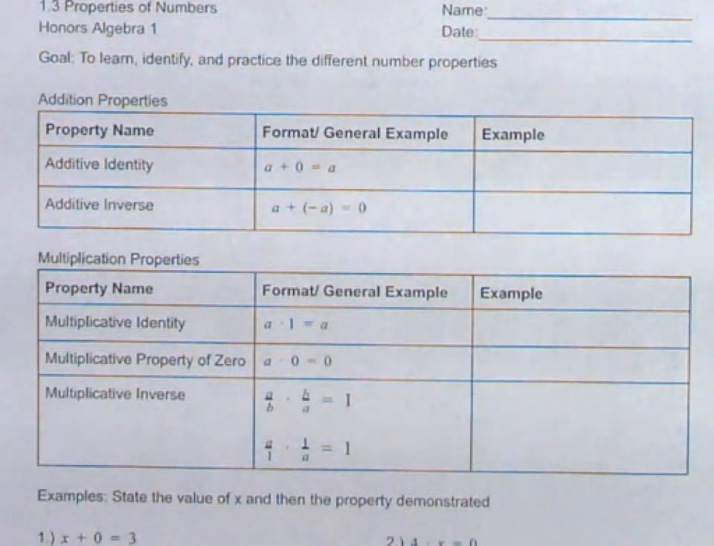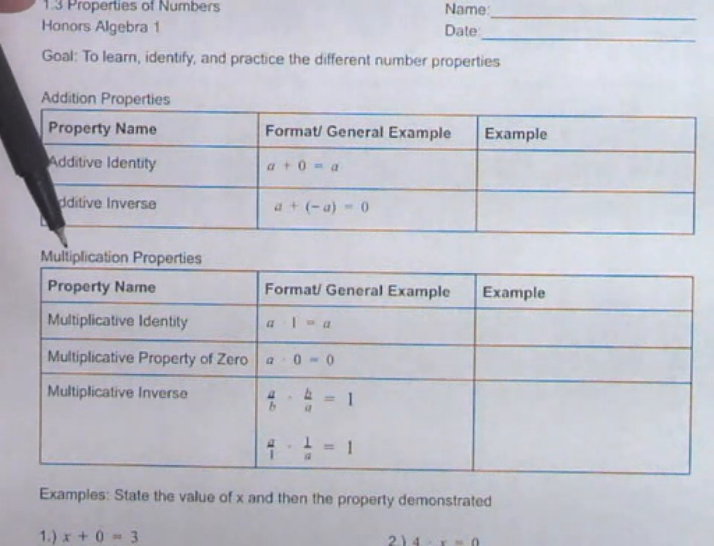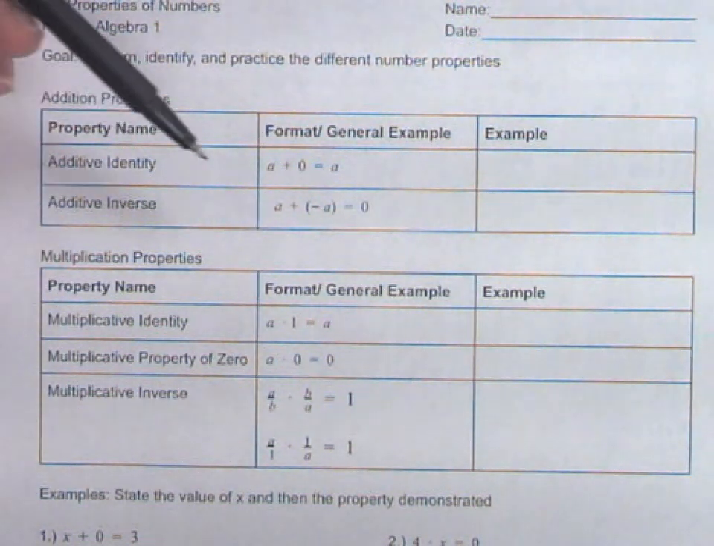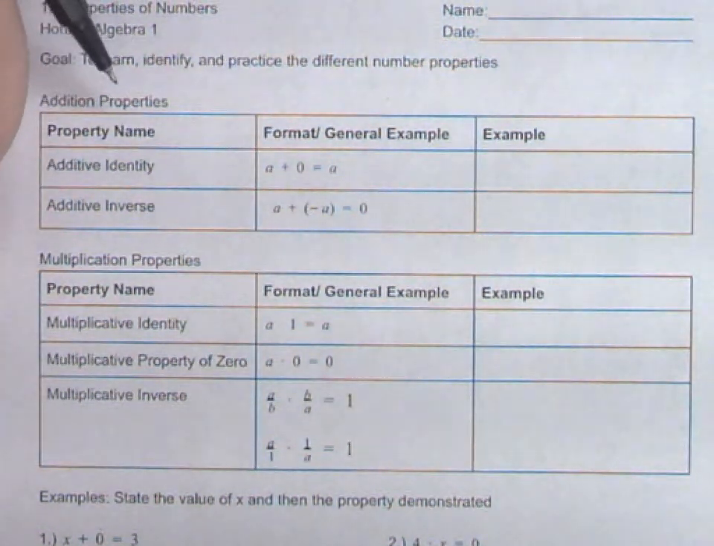So, at the top, you have your goal. Our goal for this section is we're going to learn these properties, then we're going to identify them, and then we're going to practice them. That's what we're going to do. You already know all these properties. We're just putting crazy names with things you already know how to do, okay? So I broke them up in sections. The first properties are addition properties, okay?